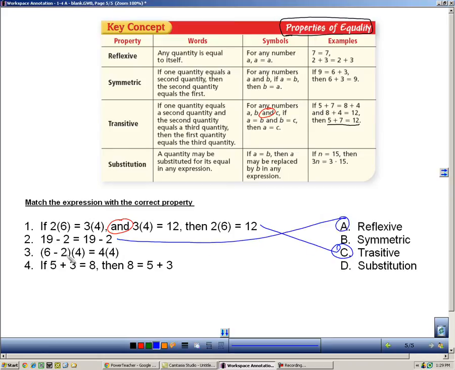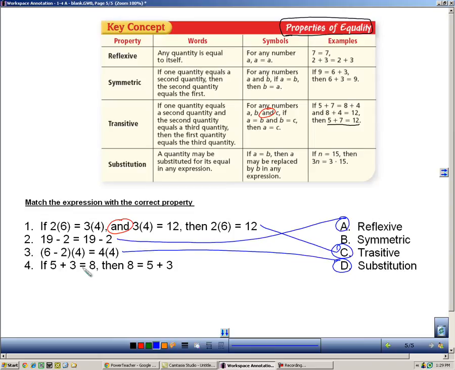Next one, 6 minus 2 times 4 equals 4 times 4. Well, all we did is we replaced 6 minus 2 with a 4. In other words, we substituted a 4 in place of the 6 minus 2. That should go to D.